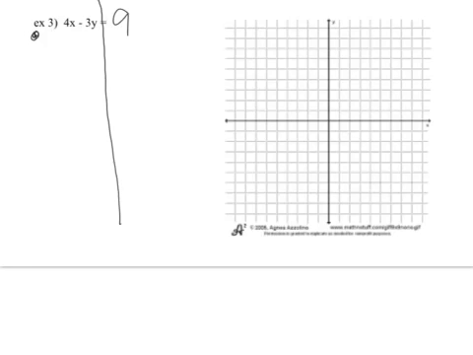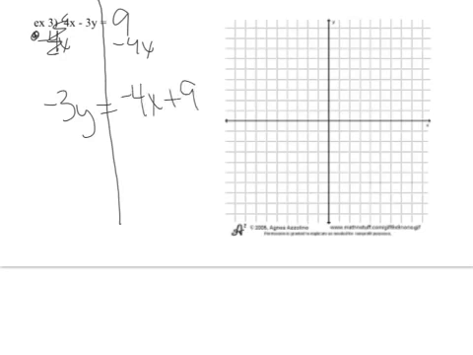So we're going to have to get rid of the 4x. So we're going to subtract 4x from each side. So the 4x's cancel on the left. And we'll bring down this negative 3y equals, well, 9 minus 4x, we can't do those because those aren't like terms. So I'm going to bring both of these down, but I'm just going to put the x first. So I'm going to say negative 4x plus 9.